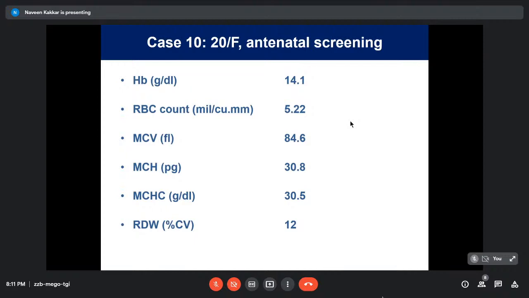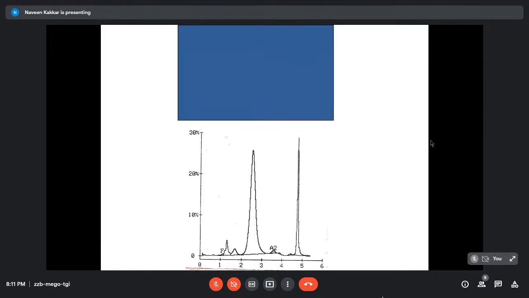Case 10. This is a 20-year-old lady with antenatal screening. Again, you look at the parameters, everything is fine. Now, let's try and sort this out without the values first. There is a little bit of F, P2, P3, your normal A, normal A2, and then you again have a new peak. Remember I showed you the hemoglobin C trait, which was just about here, almost 4.9, 4.8%, right? This seems like that, but this peak appears very narrow, very tented. If I go back to the C trait, that would be maybe this wide. So the width of that was probably double this.